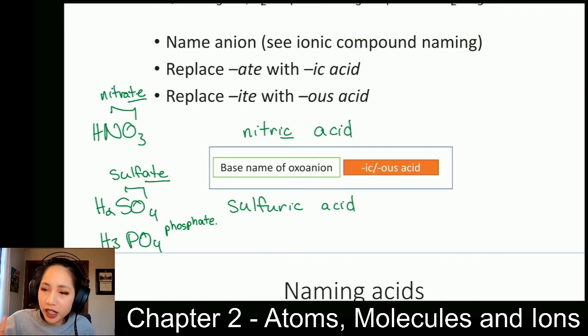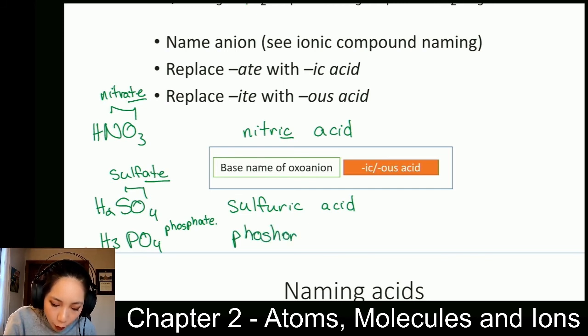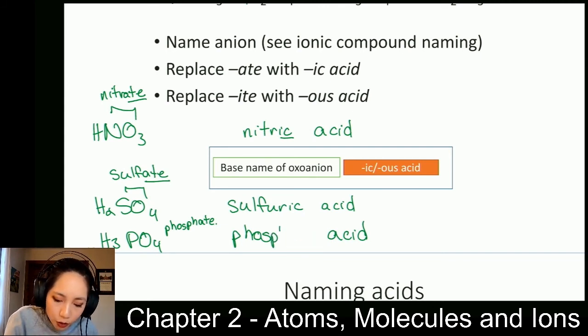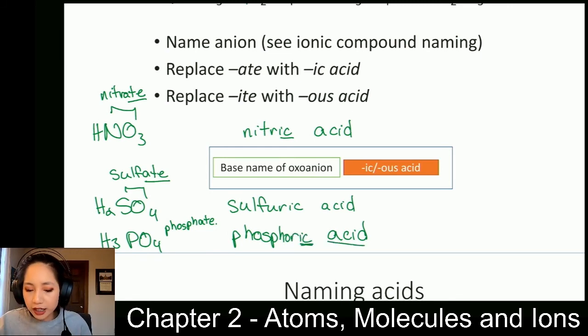This one's a little bit different. PO4, or phosphate, actually becomes phosphoric. So we kind of added this or in there, phosphoric acid. I forgot a P in there. Phosphoric acid. But we still kind of follow that ic acid ending like in all the other ones.